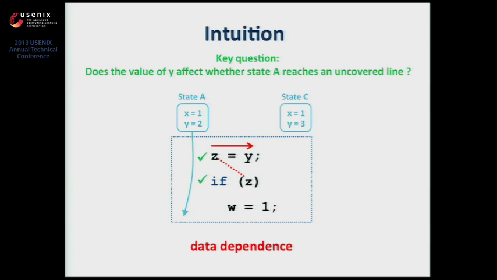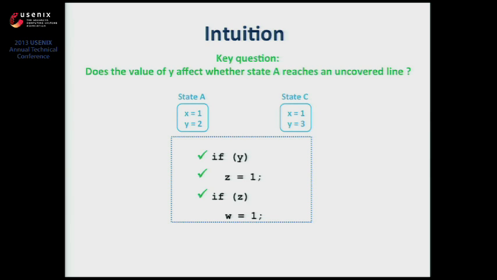And the key part in the slide is this relationship between z and y. This is what's called a data dependence. So what we see from here is that the value of y does affect whether w equals 1 is reachable, because its value leaks into z and then leaks into that if statement that controls an uncovered line. So as a result, we have to conclude that variable y does affect whether A reaches an uncovered line.